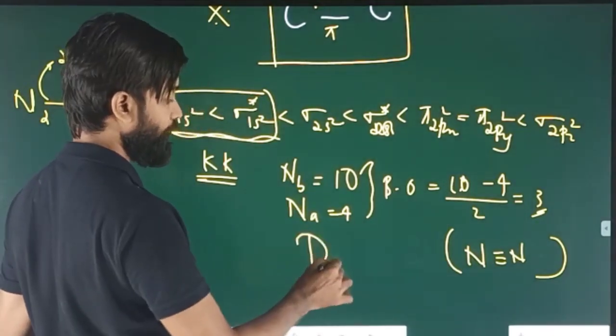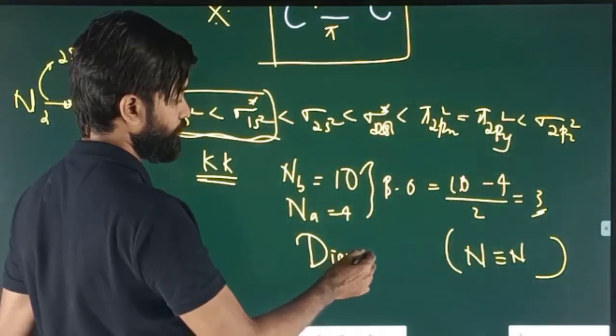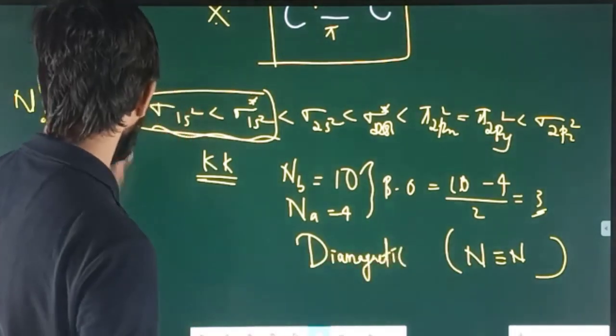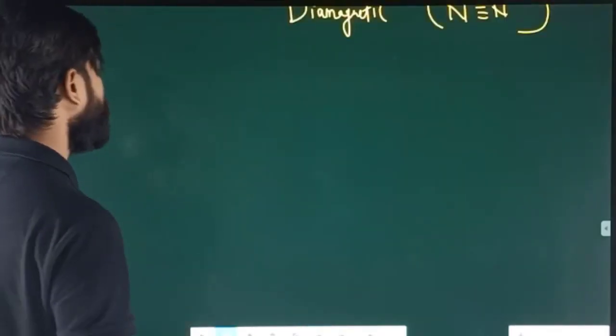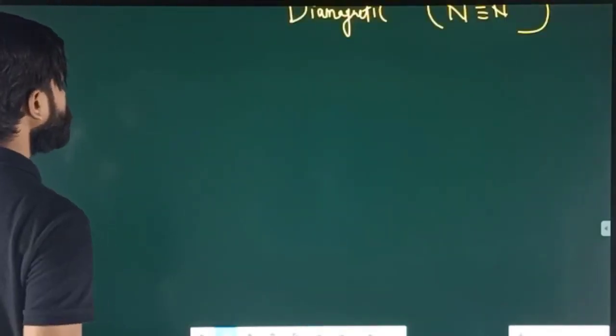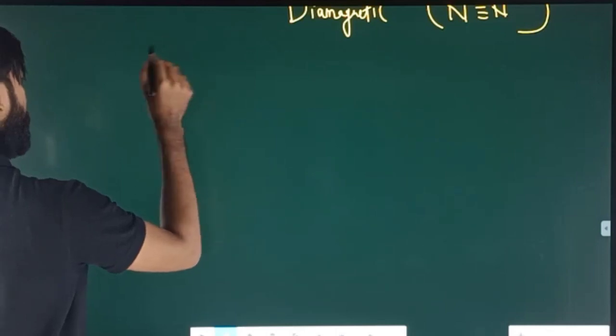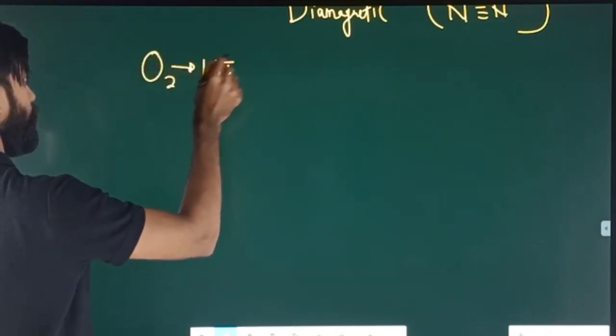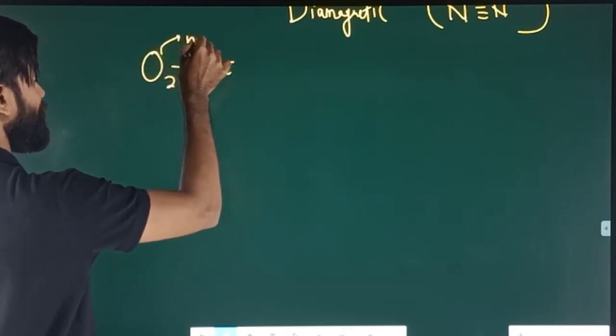And this species is diamagnetic, right? Because all of the orbitals are paired. The next is O2. O2 with 16 electrons. There is no 2s2p mixing.